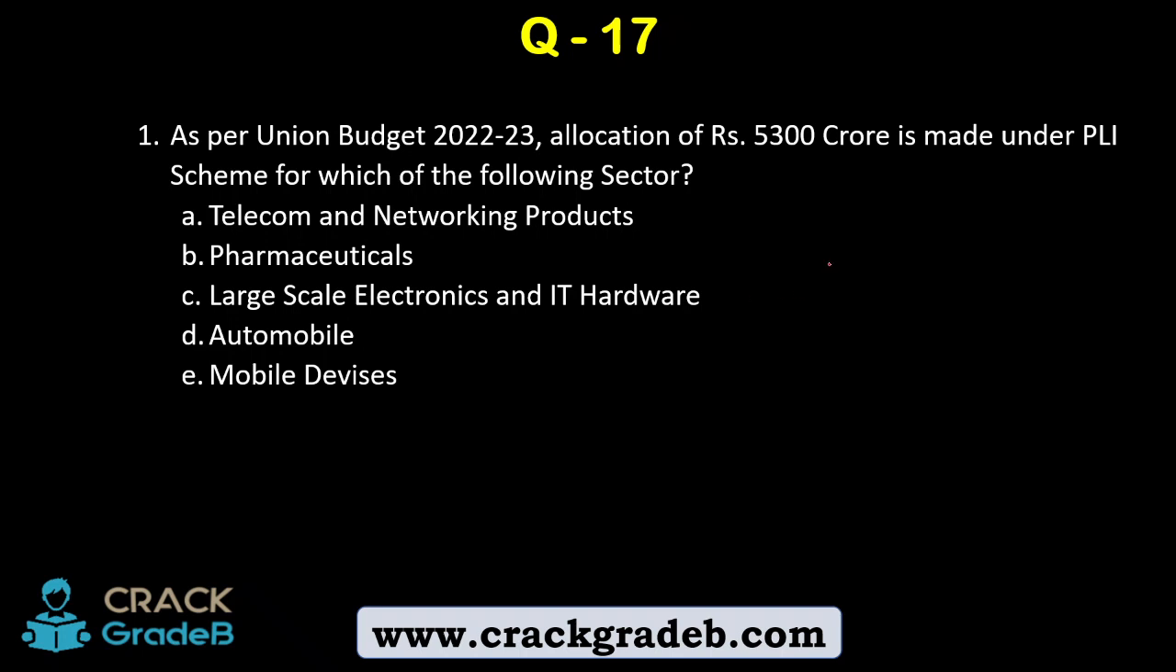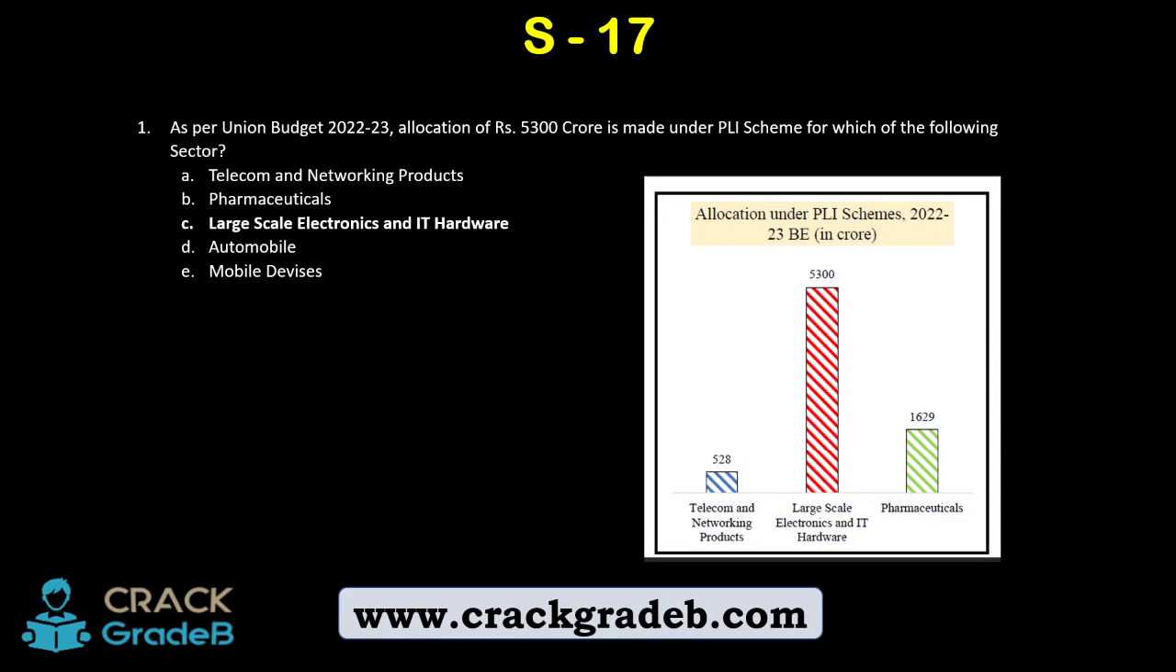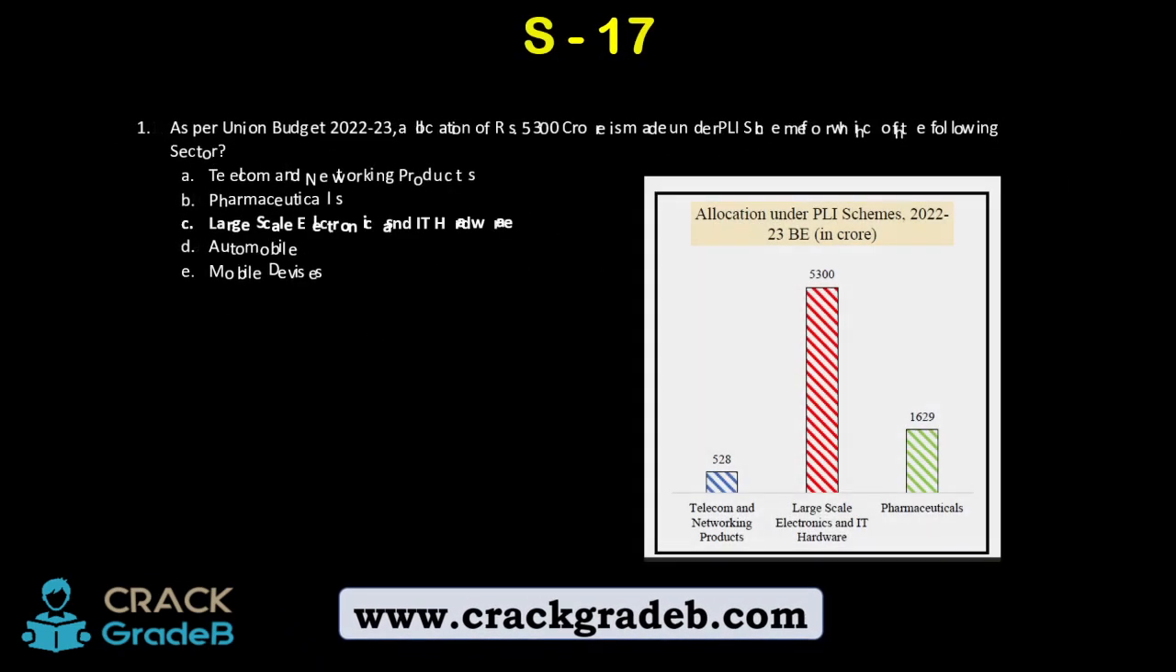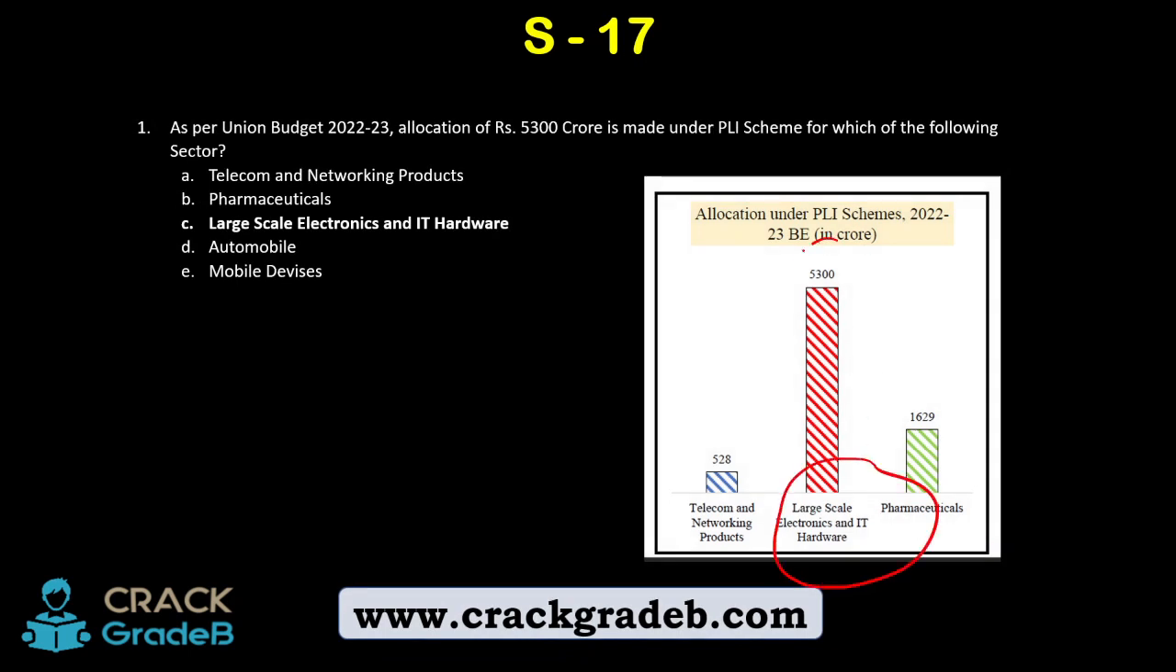As per the budget, allocation of rupees 5,300 crore is made under PLI scheme for which of the following sectors? Again, if we mix the normal question and the data, a database question has come up. Allocation of 5,300 crore is made to which of the following sectors? So try to answer it. Let's see the answer. Answer is large scale electronic hardware, 5,300.